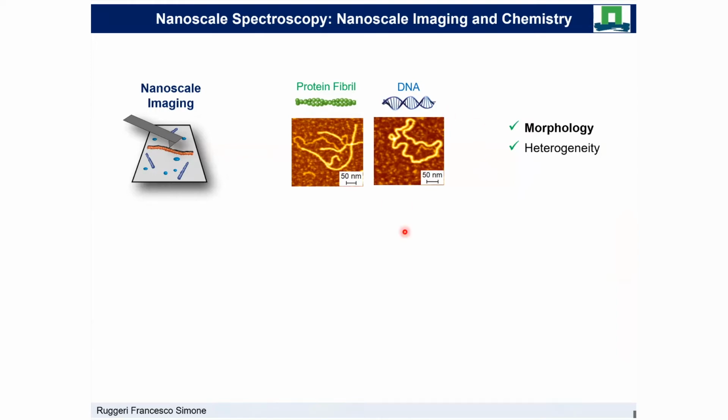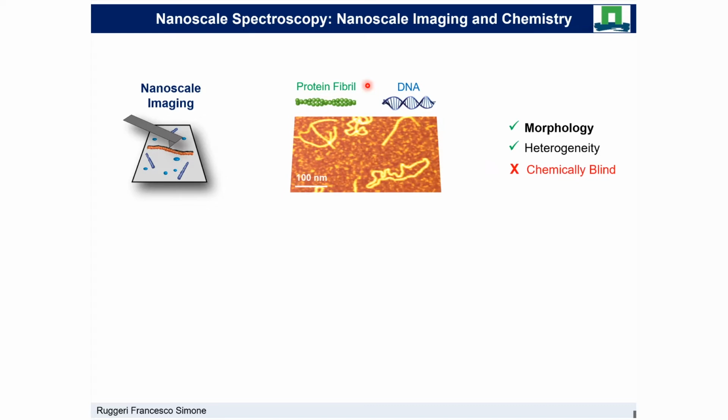And we have some nucleic acids, some DNA, and we take two separate test tubes, we deposit them on our surface, and we can image them with AFM, and we can achieve maps with very high spatial resolution. Then we can do another experiment. We take these two samples and we mix them together in the same test tube, and then we deposit them again on our surface. What we will notice is that now it's much more difficult to distinguish what is DNA and what is protein in this map. And this is because we are chemically blind.